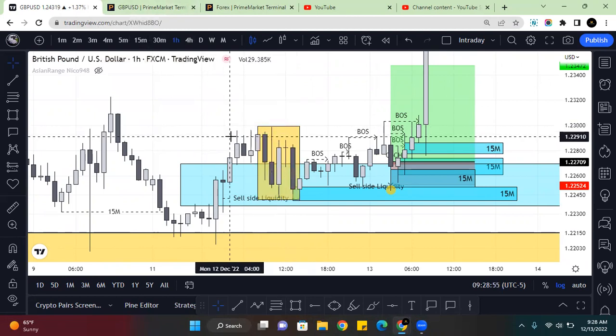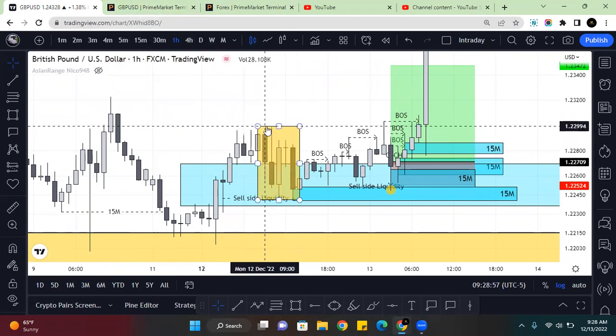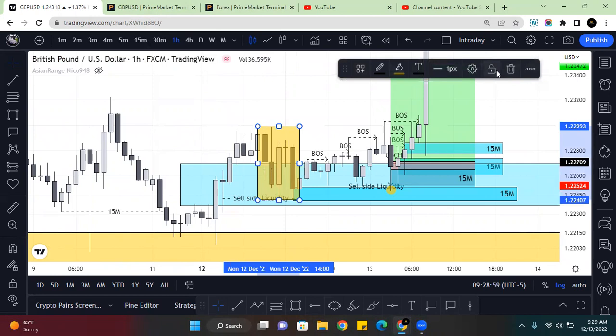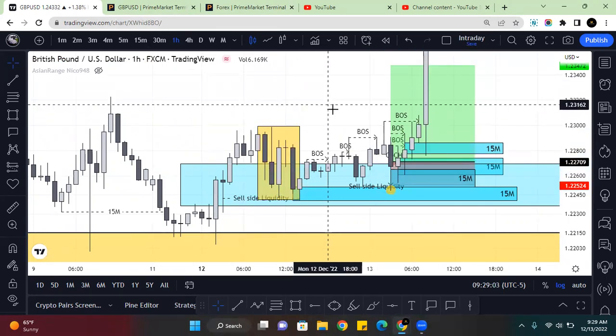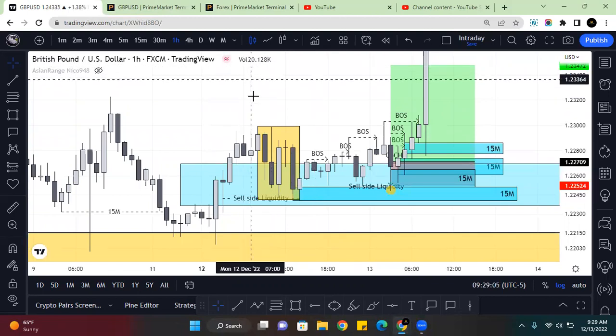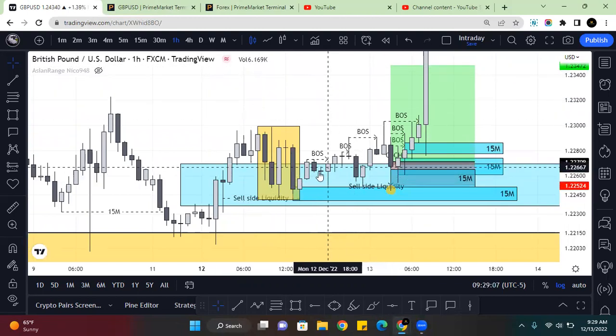It's not a get rich quick thing, but you can make good money and be able to trade full time. I've seen it from the data from Prime Market Terminal, but you have to be able to actually interpret the data and apply it to the chart, right? You have to have a combination of both, right?